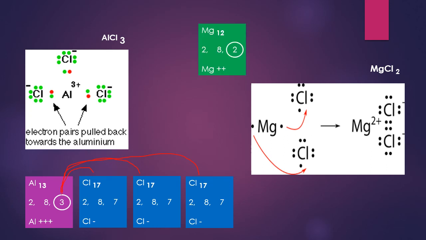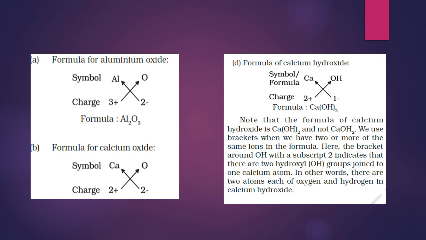Mg, 2 electrons are over here that will be donated by magnesium, and 2 atoms of chlorine will accept these 2 electrons. One electron will go to this chlorine, another electron will go to this chlorine, and we get MgCl2. Here, one more example is there of calcium oxide that I have already explained. So now let me explain you calcium oxide, CaO.